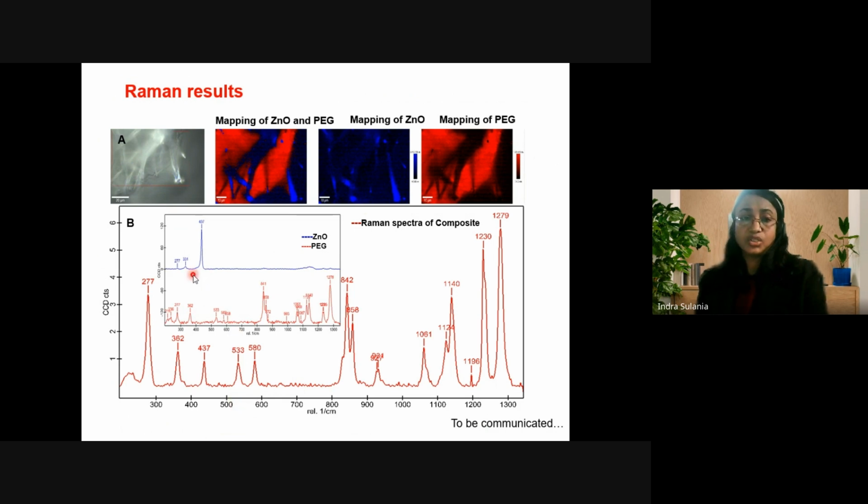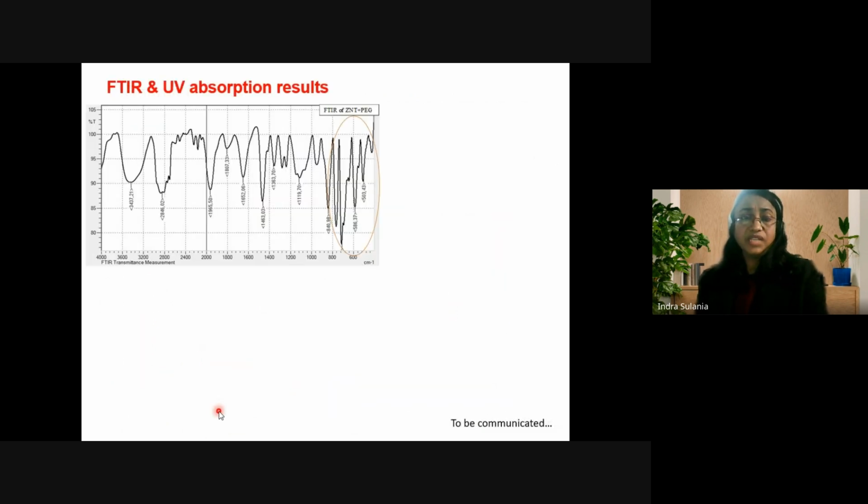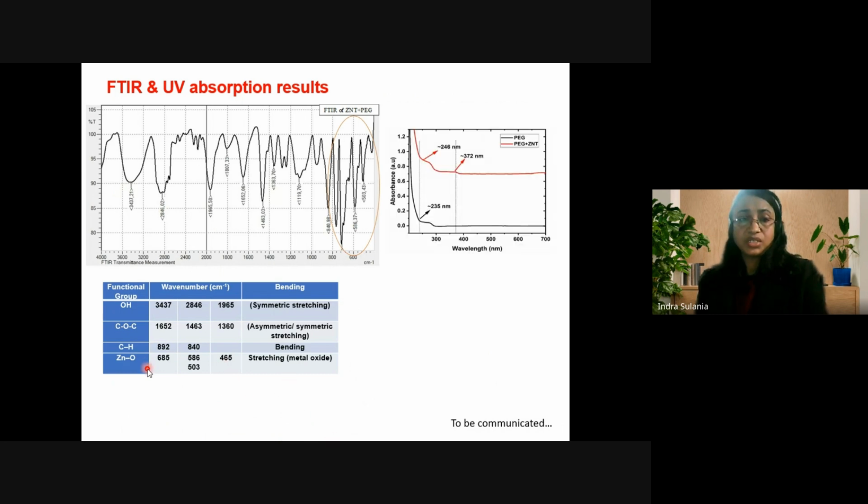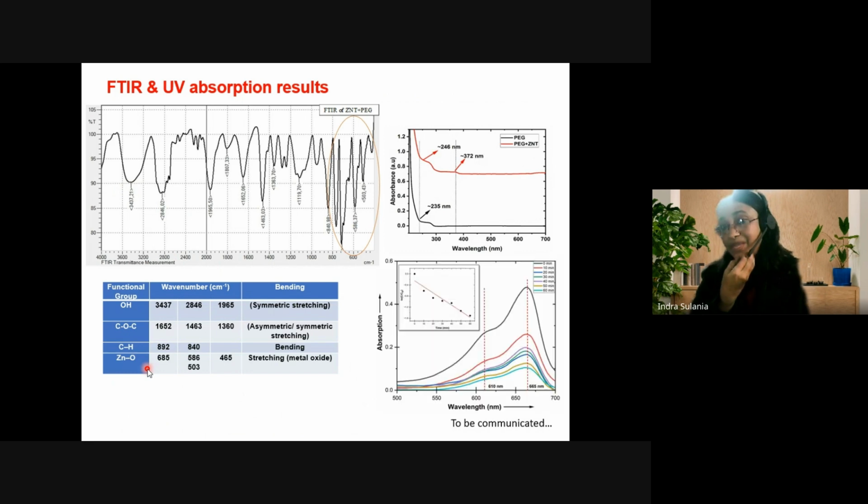So clearly it shows the presence of zinc oxide and the molecular bands of PEG. Then we did the UV absorption. Because of the hydrogen bonding between ZnO and PEG, it is shifted a little towards low energy, indicating the binding of PEG over ZnO. These are the modes of the functional groups present in the sample. In the UV absorption spectroscopy, it is a clean spectrum except for the peaks corresponding to ZnO and PEG.